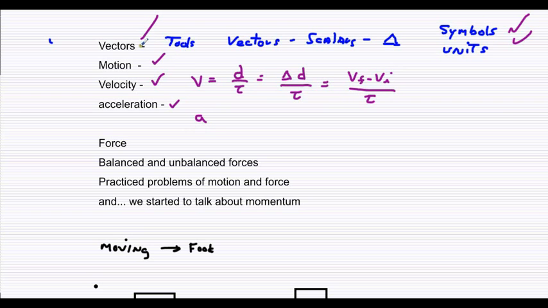Oops, I made a mistake here. A change in distance divided by time. A change in distance, d final minus d initial, which is nothing more than the start, divided by time. And I said that acceleration was a change in velocity divided by time, which is v final minus v initial divided by t.